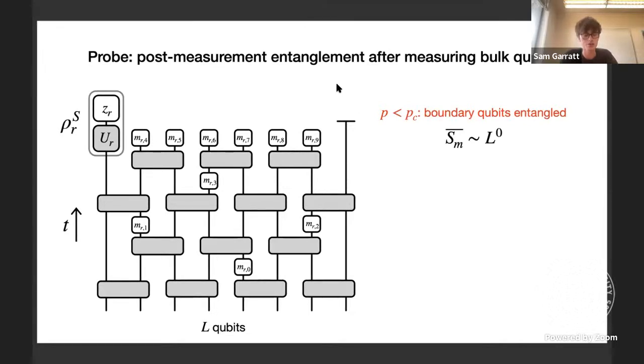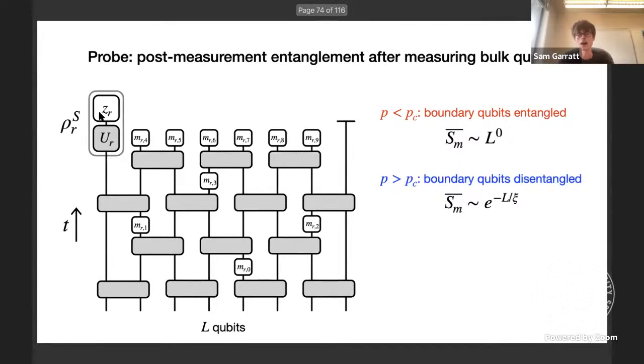If we ask what the measurement-induced entanglement transition means for this particular probe: for low measurement rates, the state is highly entangled, and what this ends up meaning is that even after measuring these bulk qubits, these 2 end qubits remain highly entangled. Their entanglement entropy in particular doesn't depend on their separation. In the area law phase at large measurement rates, you find the post-measurement entanglement decays exponentially with the system length. And at the critical point of P equals PC, you should find that the post-measurement entanglement decays as a power of the system size. So this is the kind of thing we'd like to observe.